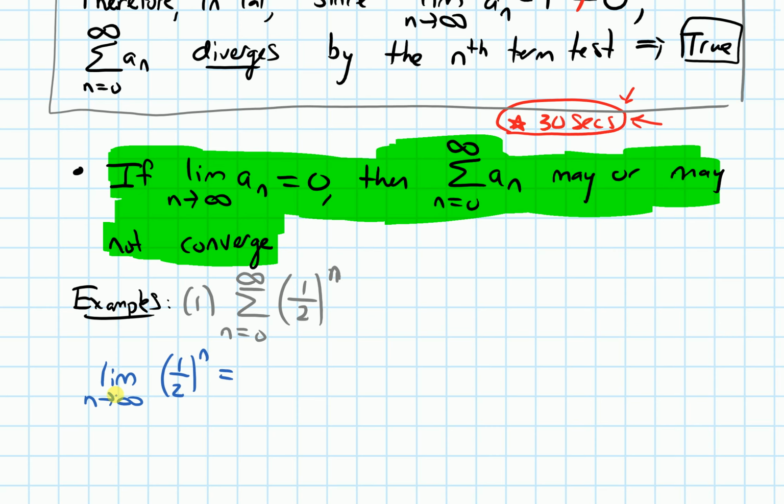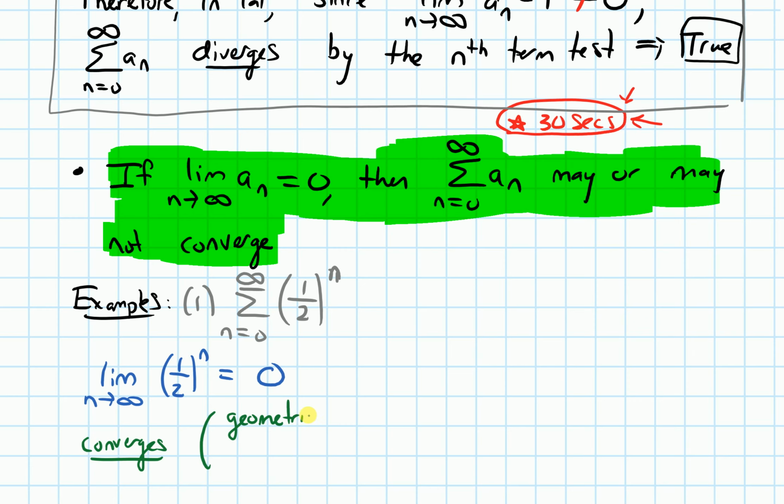Well, when I take this limit, it's going to be 1/2 times 1/2 times 1/2 times 1/2. And that keeps getting smaller and smaller and smaller. So this limit is 0. And this is a geometric series which converges. So this geometric series converges.